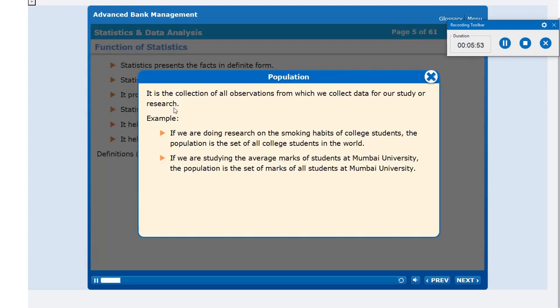Population. It is the collection of all observations, from which we collect data for our study or research. Example. If we are doing research on the smoking habits of college students, the population is the set of all college students in the world. If we are studying the average marks of students at Mumbai University, the population is the set of marks of all students at Mumbai University.